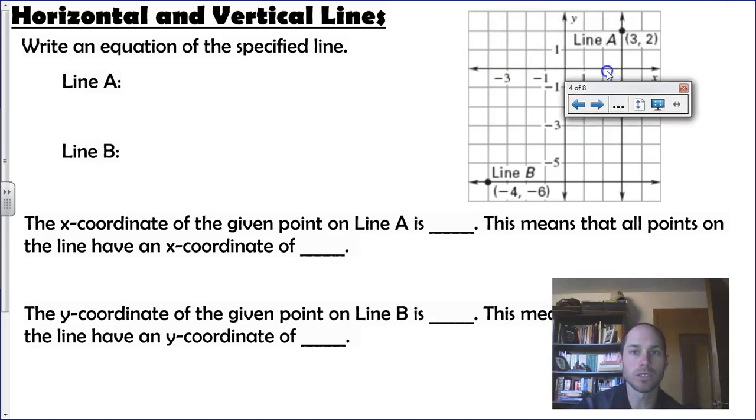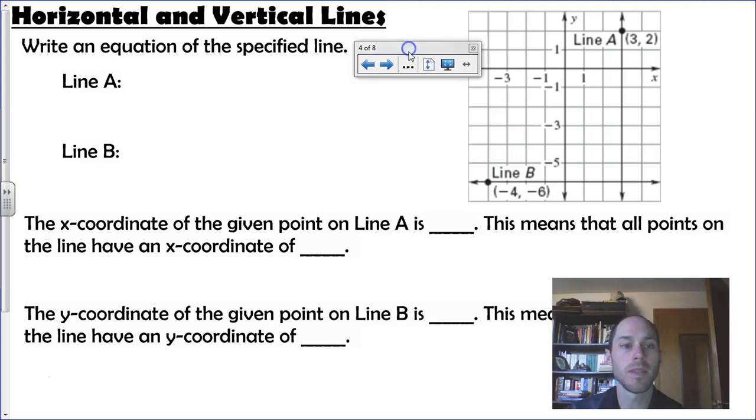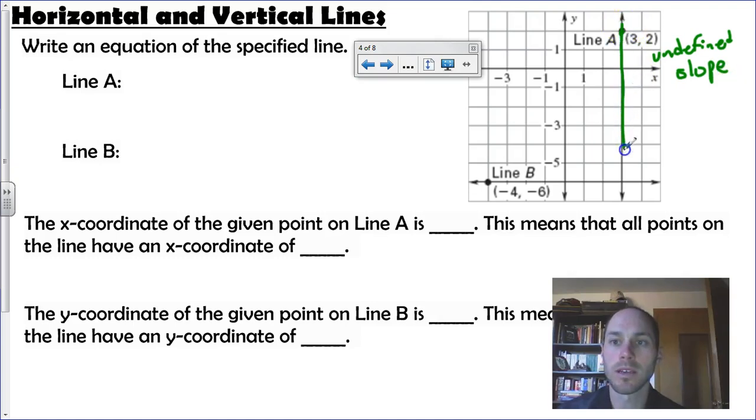Next, let's take a look at equations for horizontal and vertical lines. Okay, so in line A, recall it goes through point 3, 2 and it has an undefined slope. Remember, undefined slopes are vertical lines. And in this case, we know the x is always the same. The x is always 3. So in that case, the equation is x equals 3, because x is always equal to 3.